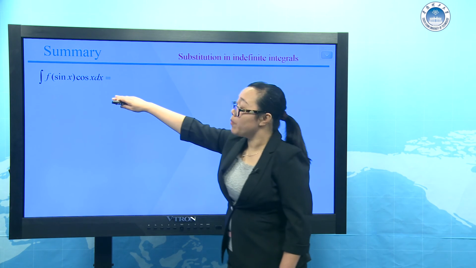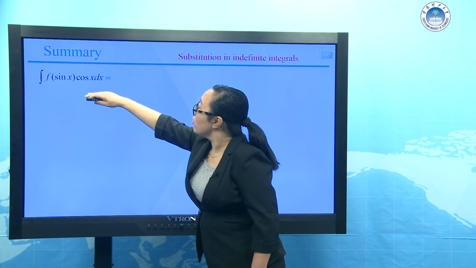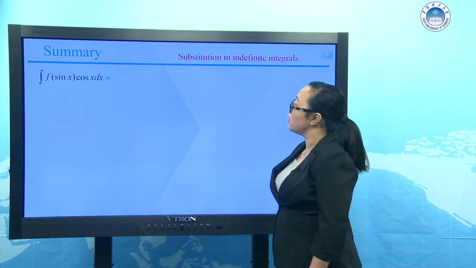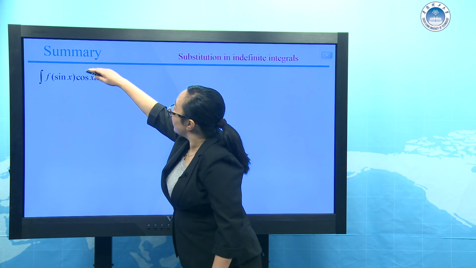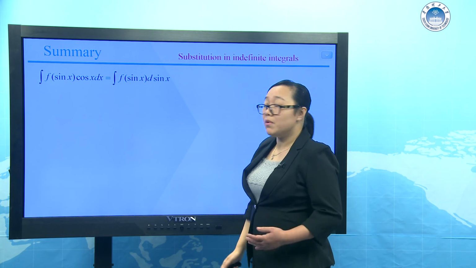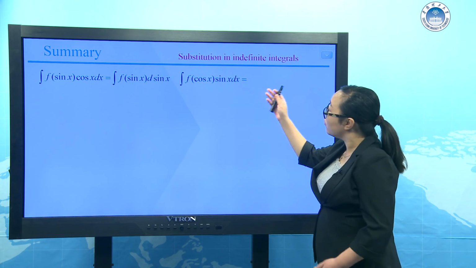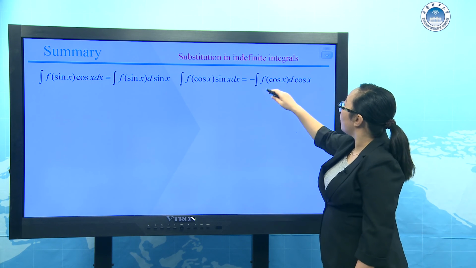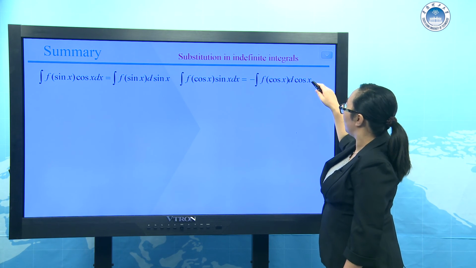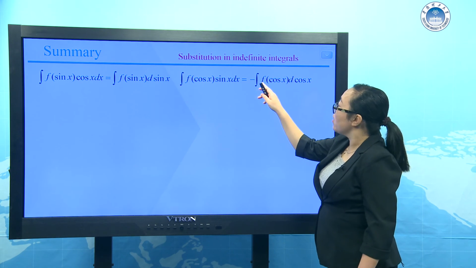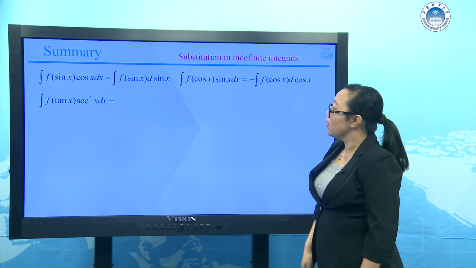Look at this, okay? In example 1, we're using this idea. f of sin x, cosine x dx. Cosine we can take in, so it becomes f(u) du. Similarly, we can get this formula. Sin x taken in becomes f of cosine x times minus 1. Pay attention to the minus sign.